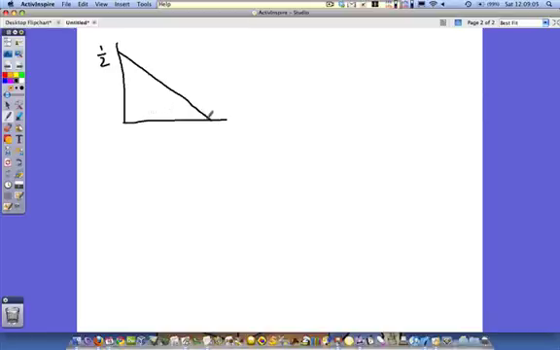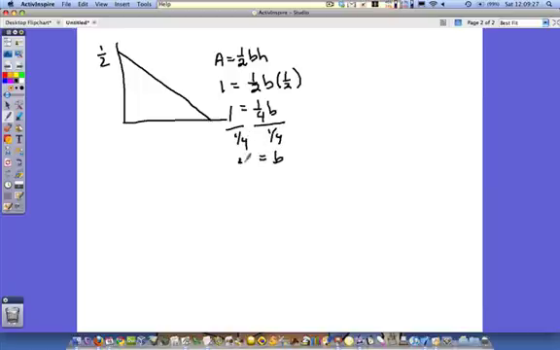How far out does it have to go? No problem. We know that the area has to be equal to 1. Area is 1/2 base times height. Plug in what we know. We don't know base, we do know height. So that's 1/4 times b. Divide everything by 1/4, and so b is equal to 4. So the base has to be 4. Okay?